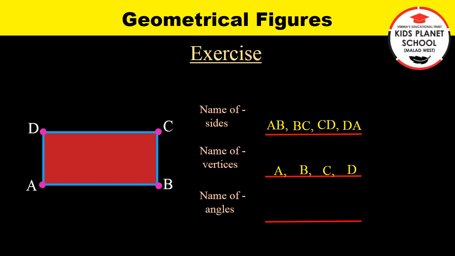Now, our third question is name of angles. Children, here we have to give the name of angles we see in this rectangle. Here an angle is formed. The name of the angle is angle A. Here an angle is formed. The name of the angle is angle B. Here an angle is formed. The name of the angle is angle C. Here an angle is formed. The name of the angle is angle D.